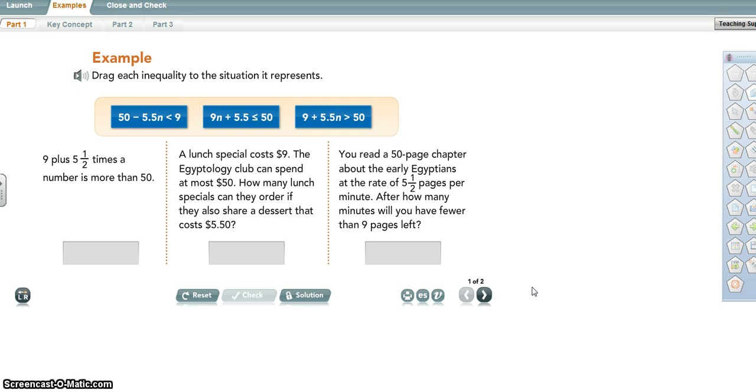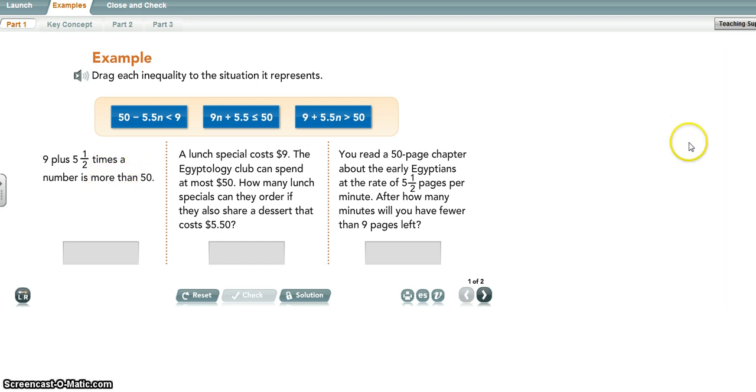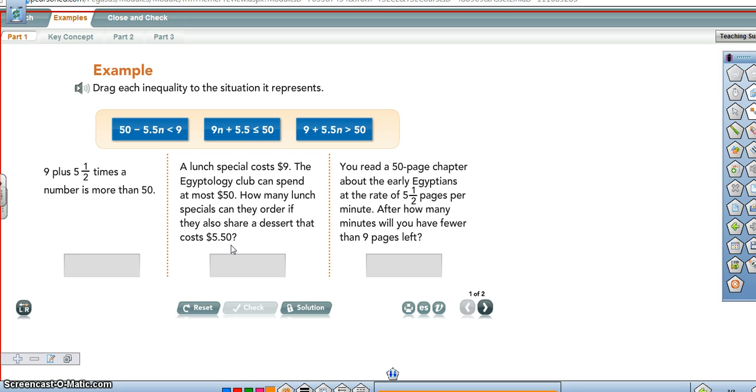Okay, let me kind of talk about them with you. So on the first one, 9 plus 5.5 times a number is more than 50. Okay, we can pretty much break that down word for word. 9 plus 5.5 times a number that we don't know is more than 50. This matches with our last inequality choice.